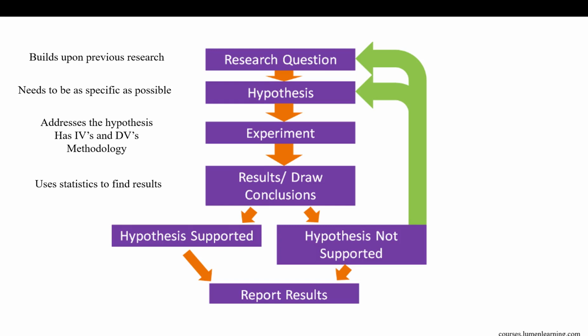And then we use stats to find results for our experiment, and whether our hypothesis is supported or not supported, we would report those results. If it's supported, then great, that lends itself to the overarching scientific theory. If it doesn't, then we usually go back to our research question and pose a new question or a new hypothesis. And then afterwards, our results are usually published in journal articles.